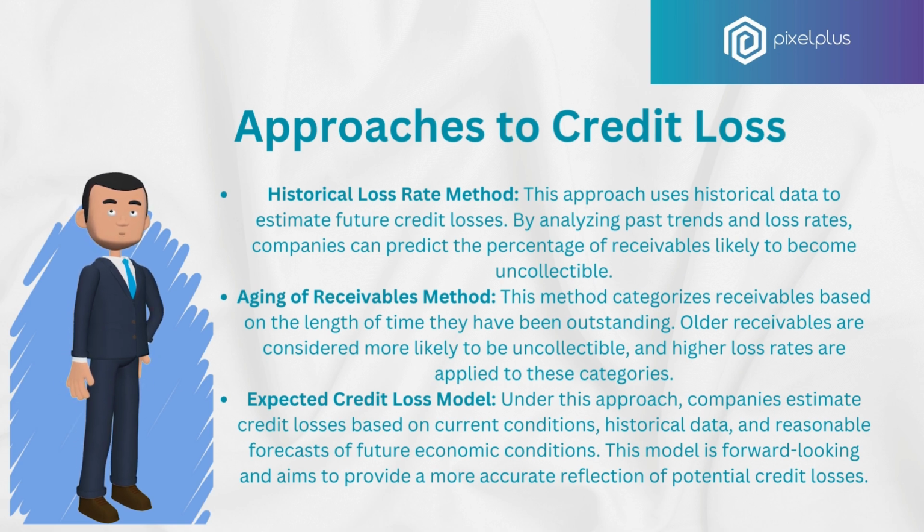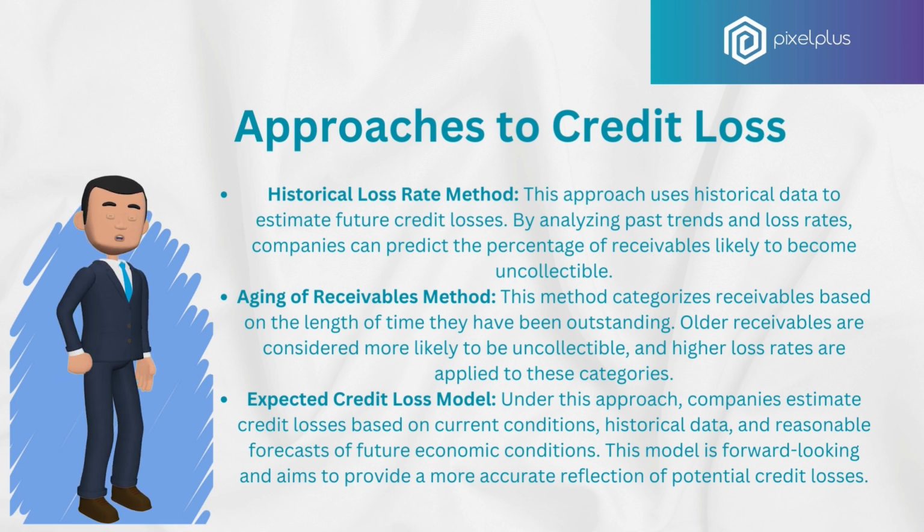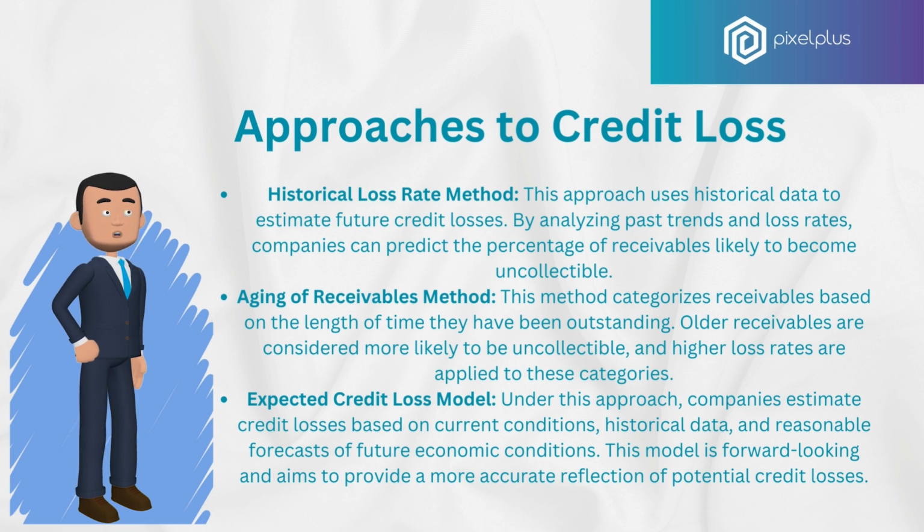1. Identify exposure at default, EAD: determine the amount at risk if the customer defaults. This includes the outstanding receivable amount and any undrawn credit lines that the customer might use before defaulting. 2. Probability of default, PD: estimate the likelihood that the customer will default within a given period. This estimate is based on historical default rates, current customer credit ratings, and economic conditions.